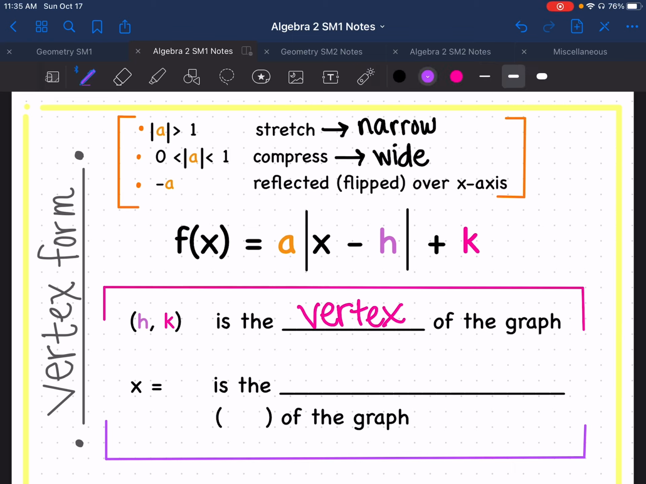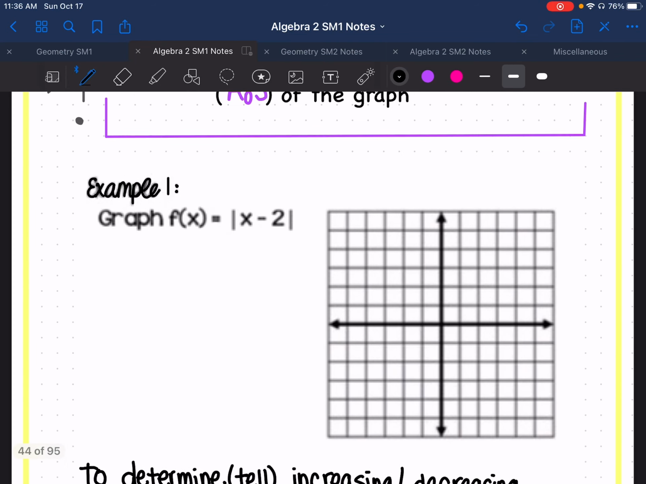And X equals H is the axis of symmetry that we saw in the last graph. Oh, I see. I know what goes in here. Sometimes we see this as axis of symmetry, AOS, so we don't have to write it out. All right, let's go ahead and take a look at two more graphs with translations.